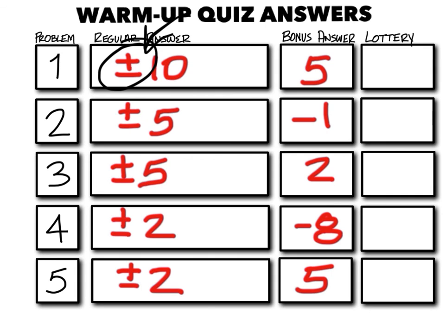Your lottery numbers are 4, 6, 10, 5, and 3.